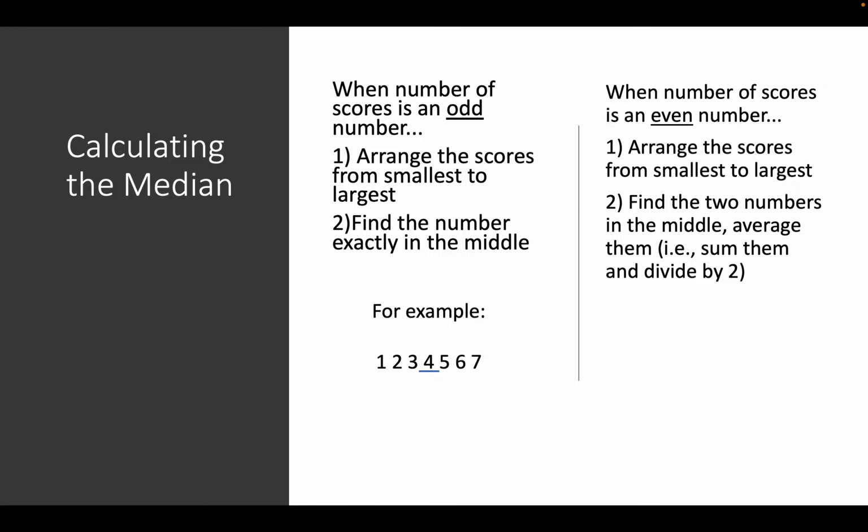Now, if you have a number of scores that's even, you're still going to arrange them from smallest to largest. However, when you get to the middle, you need to average your 2 scores. So in this case, we have 4 and 5. 4 plus 5 is 9. Divide that by 2, and your median here is 4.5.